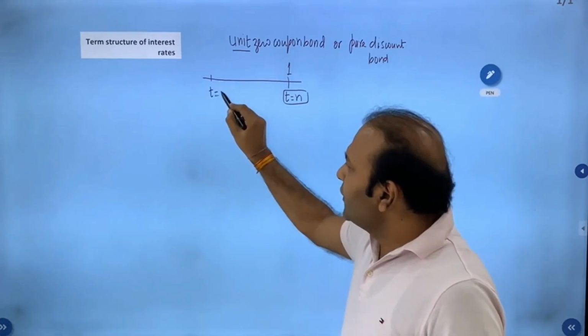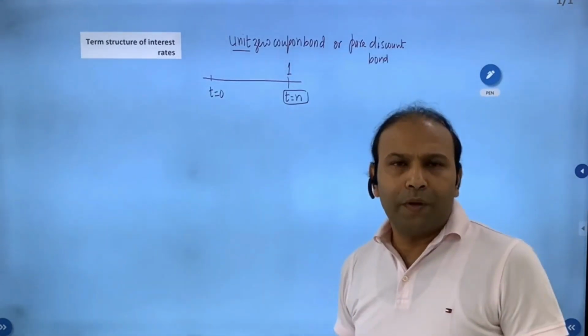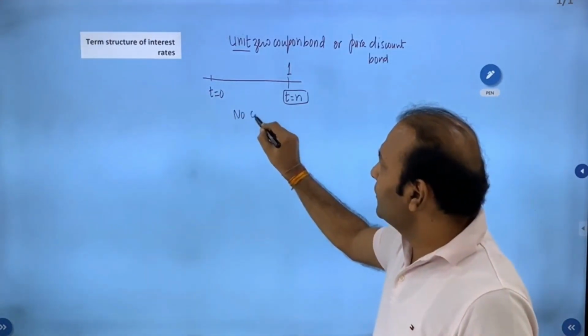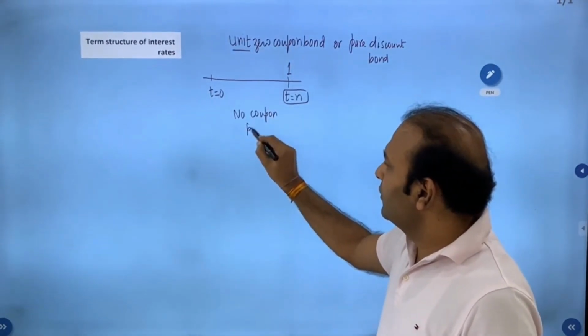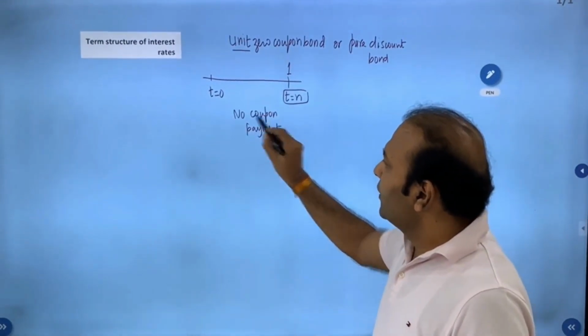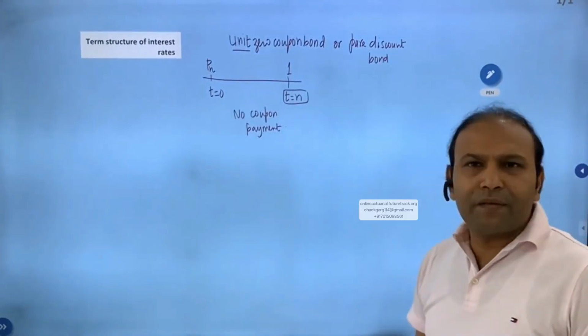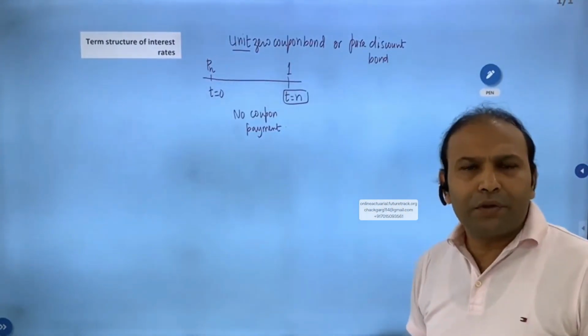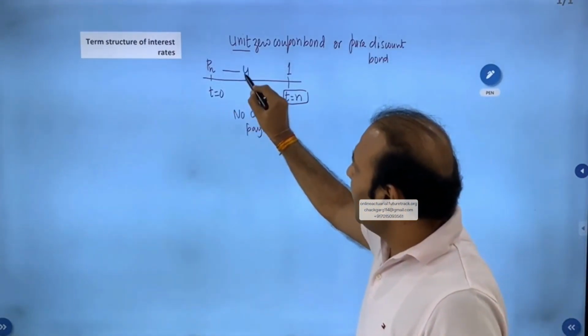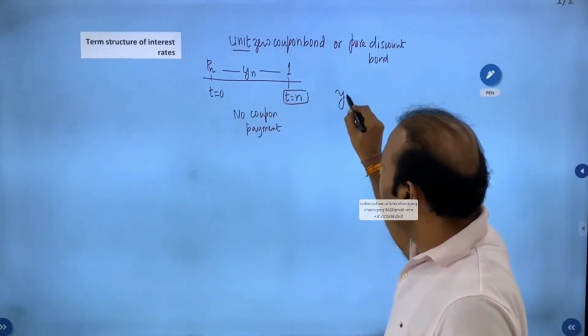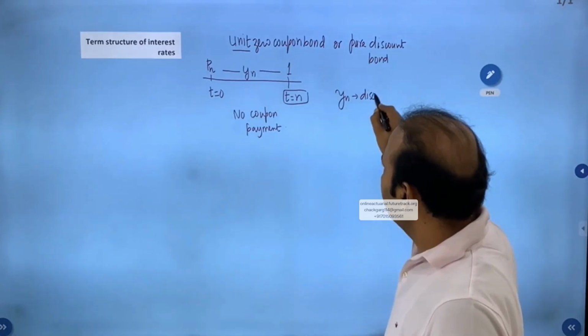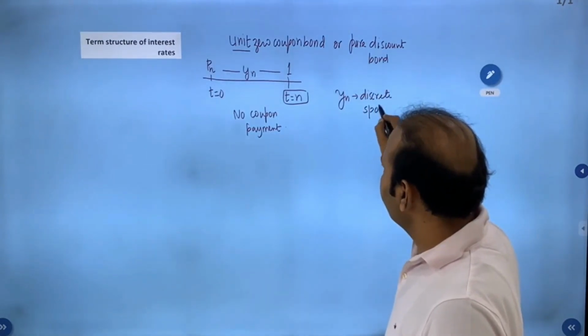Plus between time 0 and n there are no coupon payments. There is no coupon payment. And let us say the price of this bond is given by Pn. Fine. Pn is my price, 1 is my redemption. Then class, let us suppose yn, small yn, and what is yn? Yn is the discrete spot rate.